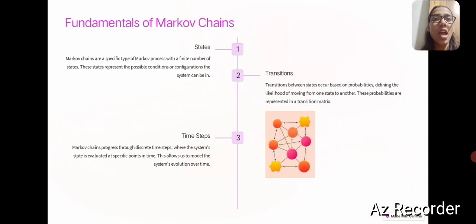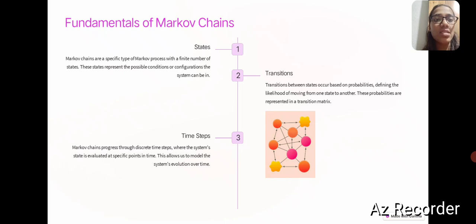Next is the fundamentals of Markov chains. First, states. Markov chains are specific types of Markov processes with a finite number of states. These states represent the possible conditions or configurations the system can be in. Second, transitions between the states occur based on probabilities, defining the likelihood of moving from one state to another. These probabilities are represented by the transition matrix.